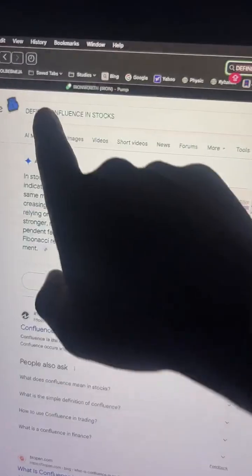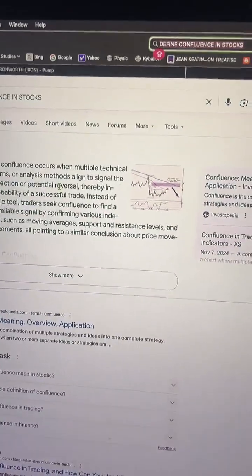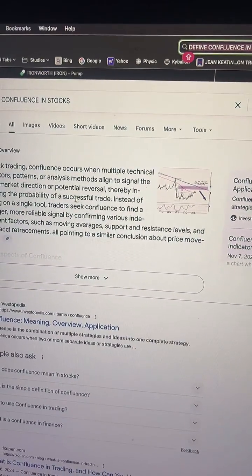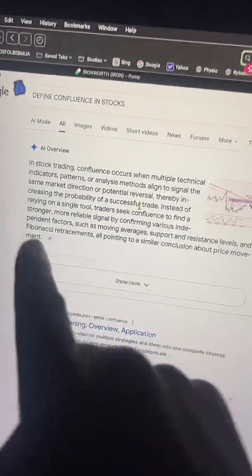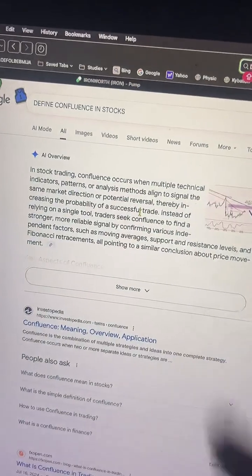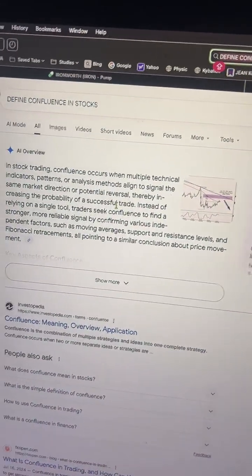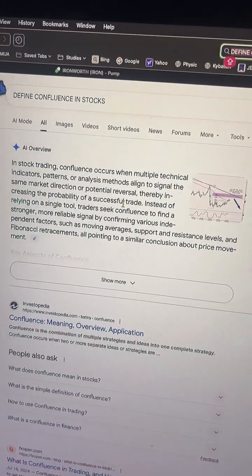There's too many levels of confluence, thereby increasing the probability of a successful trade. Y'all hear me? Increasing the probability of a successful trade. Is that not what y'all are here for, to learn how to successfully trade?